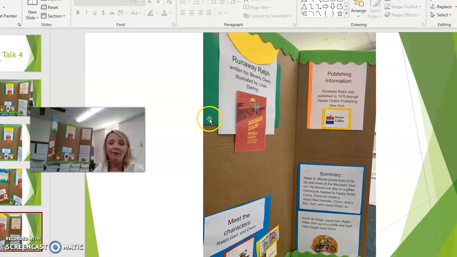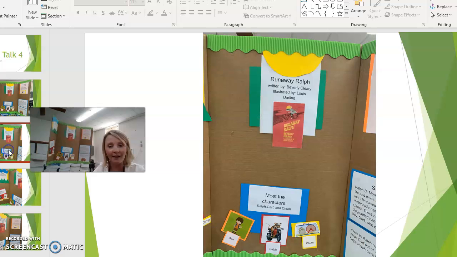I'm going to flip back so I can introduce my characters of this book. So let's meet the characters in Runaway Ralph. I have Garth, Ralph, and Chum. These are my main characters throughout the book. You'll have a few here and there that are short introductions, but the entire book is centered around these 3 characters and their relationship among each other.